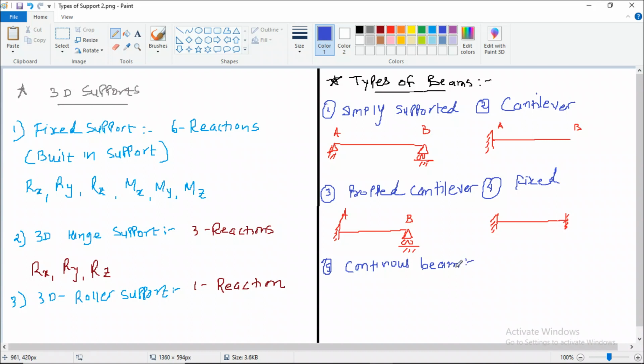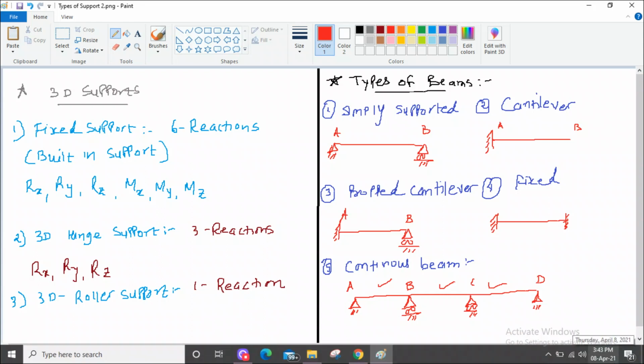is continuous beam, and as the name suggests, it has continuous spans. So let us say this is one, second support, third support, fourth support, right? So this has a number of spans: span 1, span 2, span 3. If there are more than two supports, it is called a continuous beam. C and D, so there are 4 supports here, so it is called a continuous beam, right?